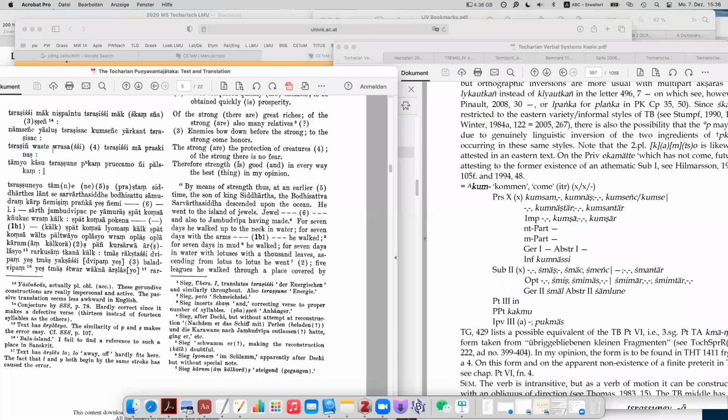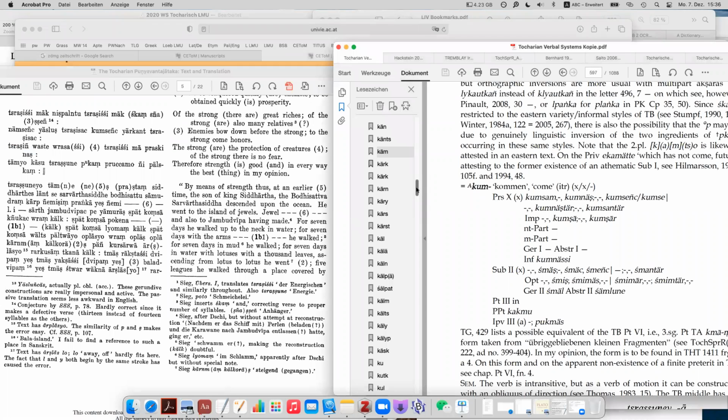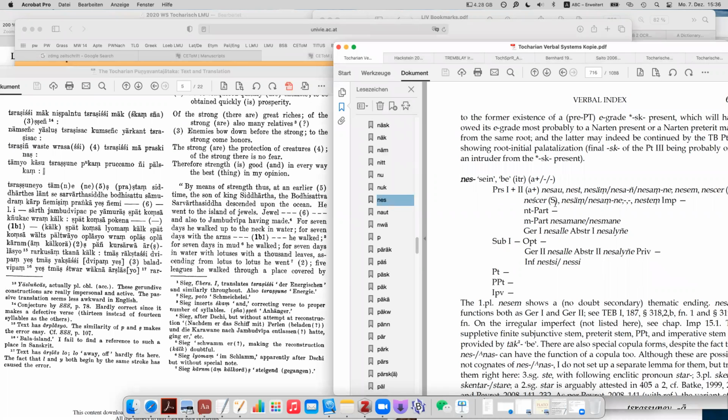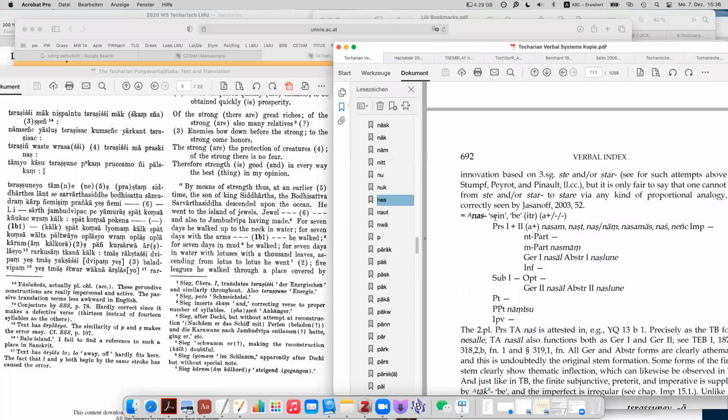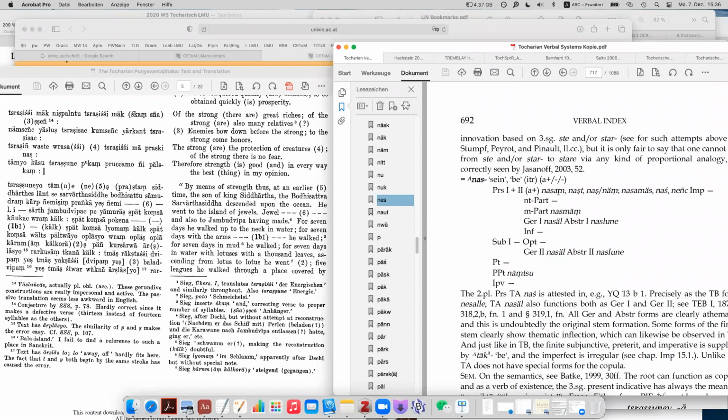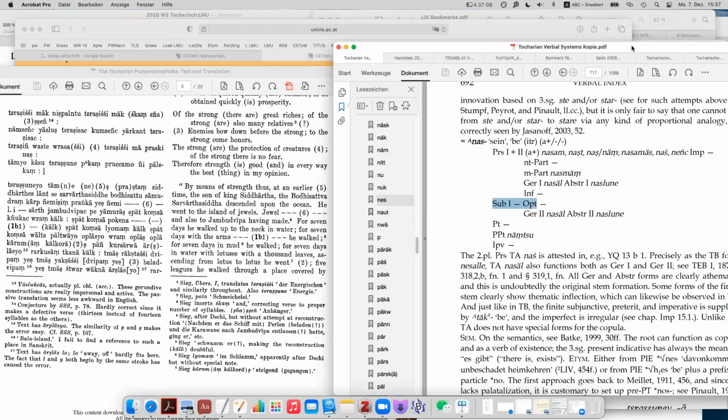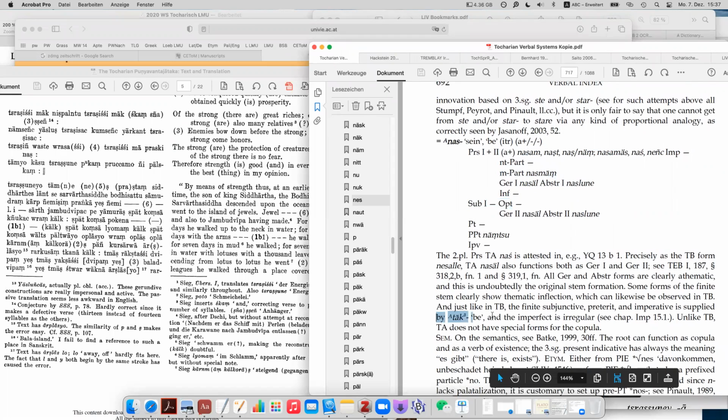And then we have Nash. For Nash, it's also a very important Indo-European root. The root is called Nes in Tocharian B and Nas in Tocharian A. It means 'to be'. But again, pay attention. This root also has suppletion. So Nas is only for the present, and for the subjunctive, the subjunctive preterite, we have another root called tak.